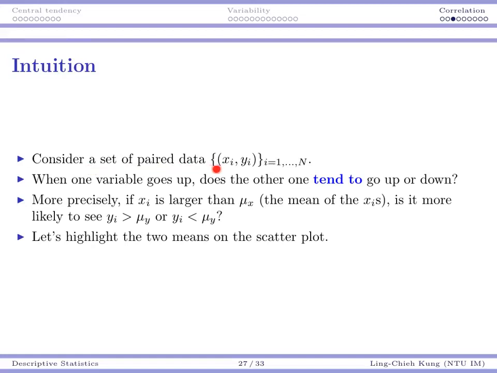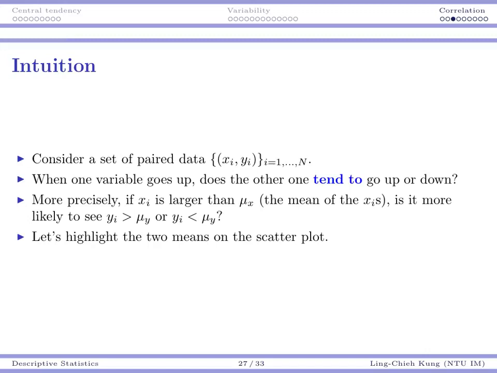Suppose we have a set of paired data. That means for each data point, we collect two values, xi and yi. So we will have two sets of data, and x1 corresponds to y1, x2 corresponds to y2, etc. What we want is to see when one variable goes up, does the other one also tend to go up or down? We hope that by observing how one variable changes, we can somehow predict the other variable.